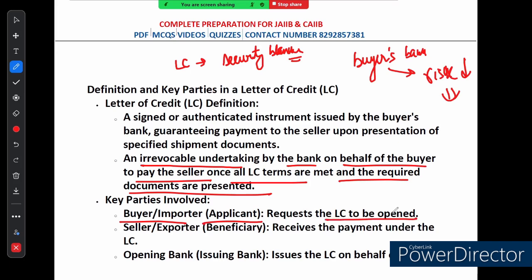Next is the seller or exporter, who is referred to as the beneficiary. This is the person or company that will receive the payment under the letter of credit. They will receive the payment because they have sent the goods, right? Then we have the opening bank or the issuing bank, which is also called the buyer's bank. Opening bank, issuing bank, or buyer bank.